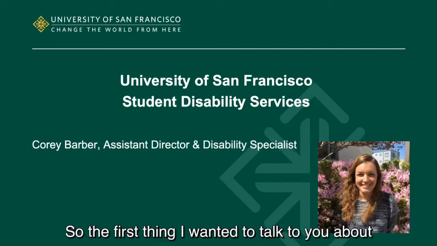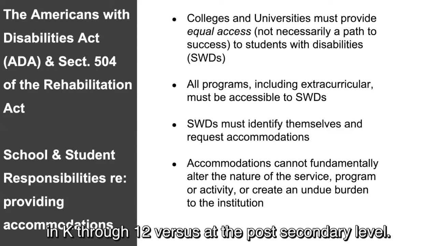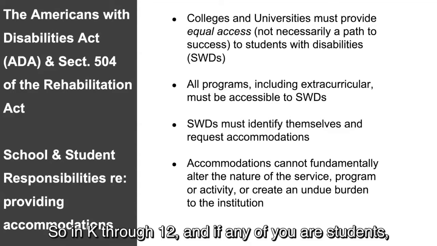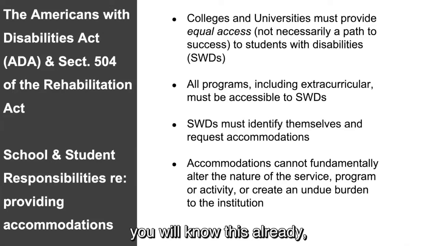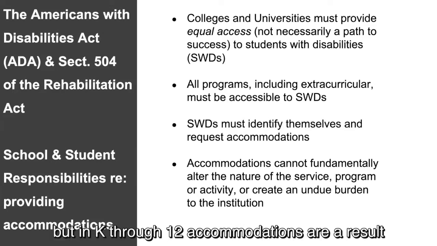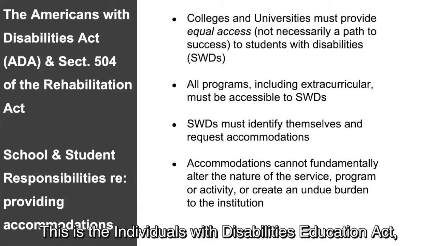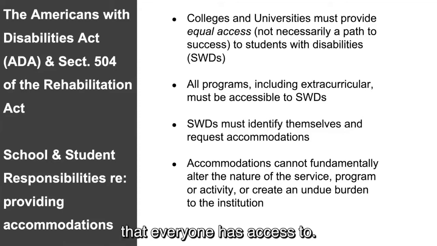So the first thing I wanted to talk to you about are the major differences between accessing accommodations in K through 12 versus at the post-secondary level. So in K through 12, and if any of you are students or have students that had IEPs or 504 plans set up, you will know this already. But in K through 12, accommodations are a result of what's known as the IDEA Act. This is the Individuals with Disabilities Education Act. And the primary focus of this law or act is success, making sure education is a right that everyone has access to.